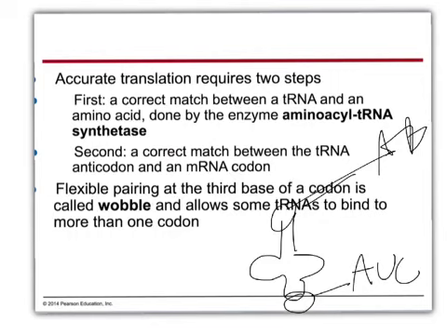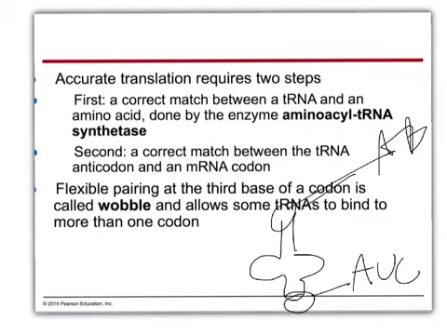So in that third position, it doesn't really matter which base is there. For leucine, it could be CGG. It doesn't matter because regardless of which third one is there, leucine is going to be put there, right? So there is some flexibility in that third position, all right? This allows some tRNAs to bind to more than one codon. You understand that?